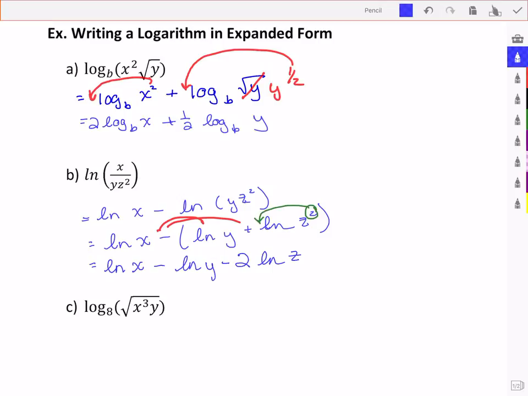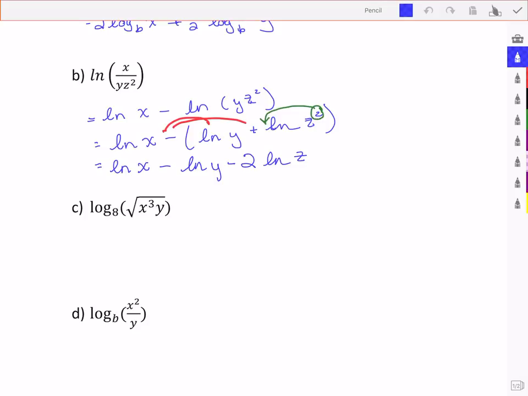Okay, I'm going to do one more. I'm going to leave the other 3 for y'all to do. I've got log 8 of the square root of x cubed y. So that's log base 8. Let's see. If I were to rewrite this as x cubed y to the 1/2, that 1/2 comes to the front.